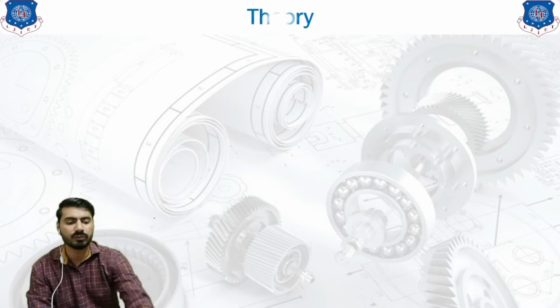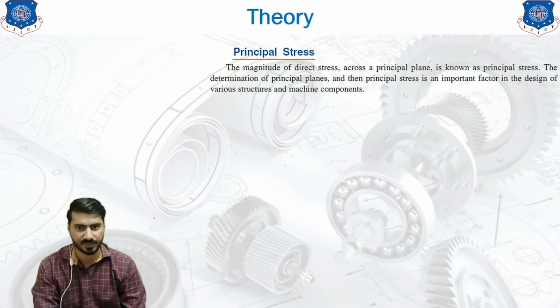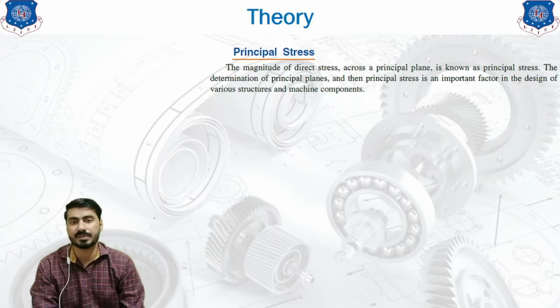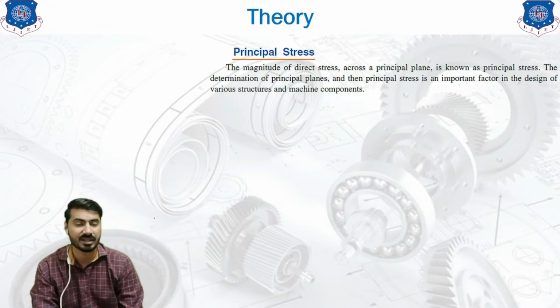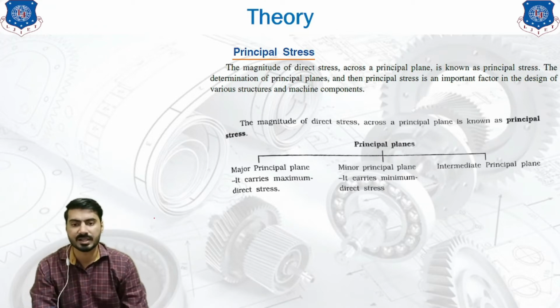Now we will move forward to our next definition, that is principal stress. What do we mean by principal stress? The magnitude of the direct stress across the principal plane is known as the principal stress. The determination of the principal stress and the principal plane is an important factor in the design of various structures and machine components. So this is the basic definition of principal stress, the magnitude of direct stress across the principal plane, that you have to keep in your mind.